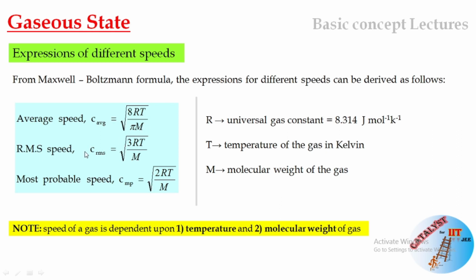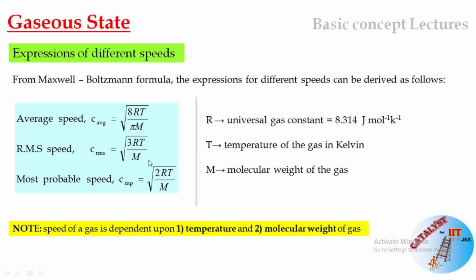RMS speed or C RMS is equal to root over of 3RT by m, and most probable speed or C MP is equal to root over of 2RT by m. Here R is a constant known as universal gas constant, T is the temperature of the gas in Kelvin, and m is the molecular weight of the gas.